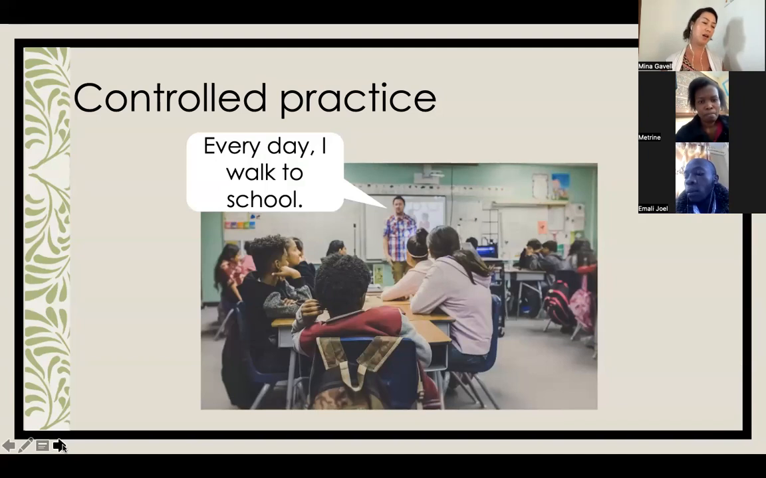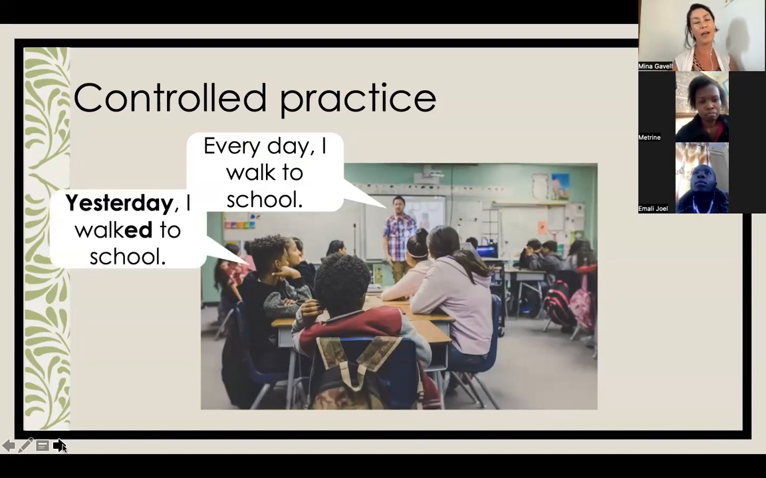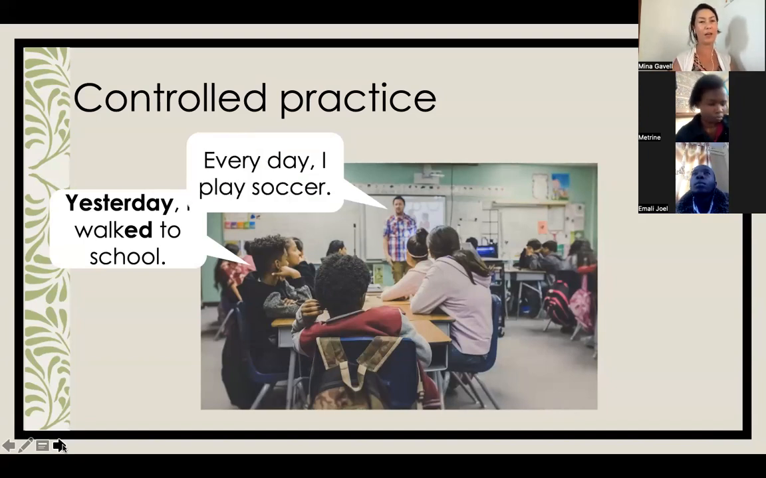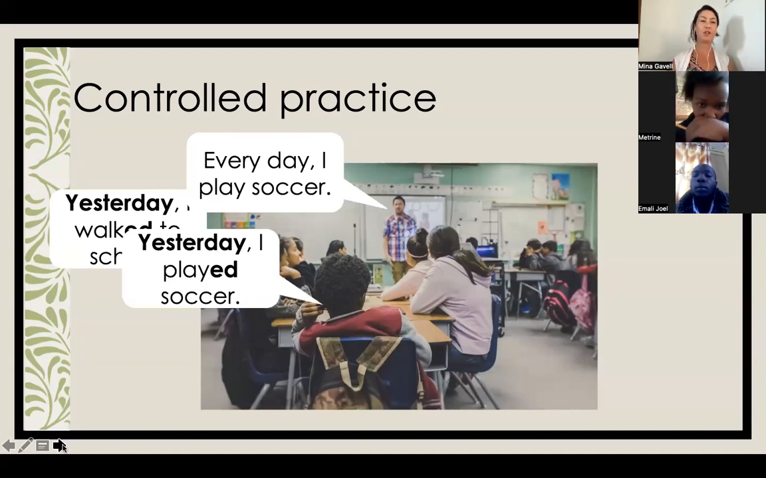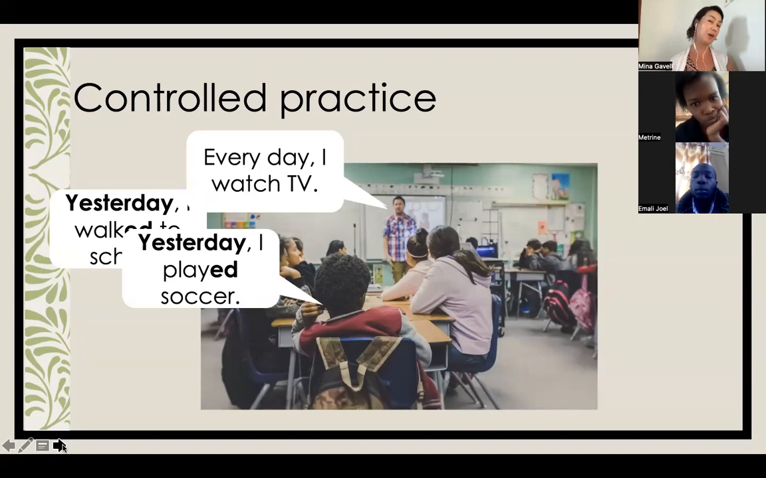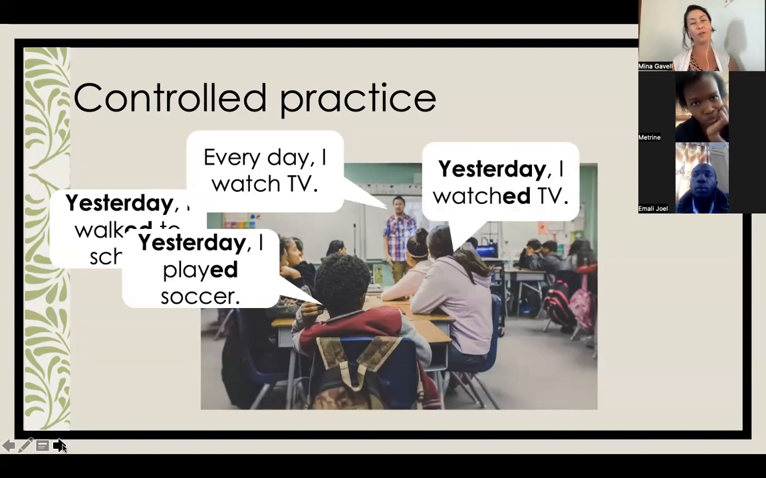So let's imagine this would be like a chain drill. So the teacher says a sentence, for example, here, every day I walk to school, and then the students have to change the sentence to the past. So the teacher says, every day I walk to school. The next student says, yesterday I walked to school. The teacher says, every day I play soccer. The next student says, yesterday I played soccer. The teacher says, every day I watch TV. The next student says, yesterday I watched TV.